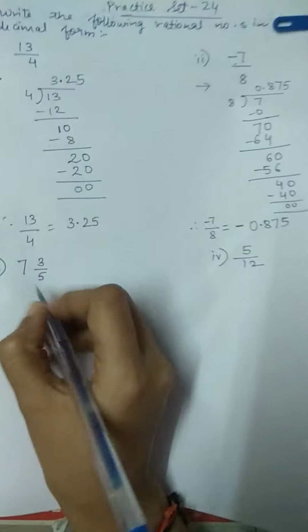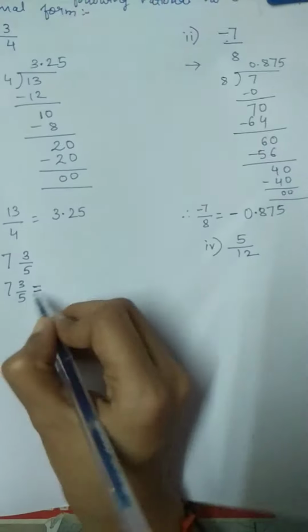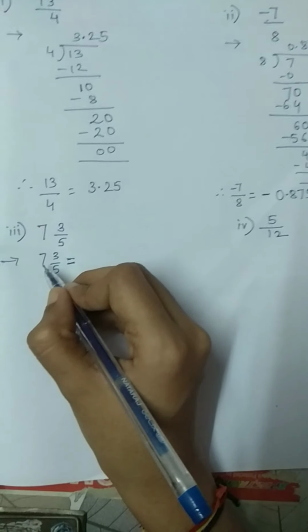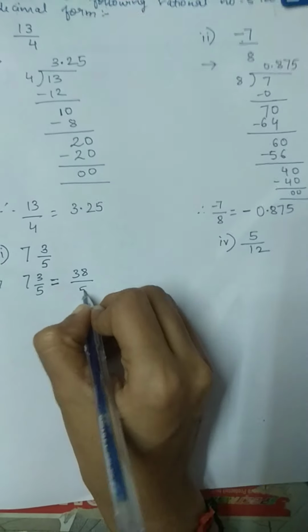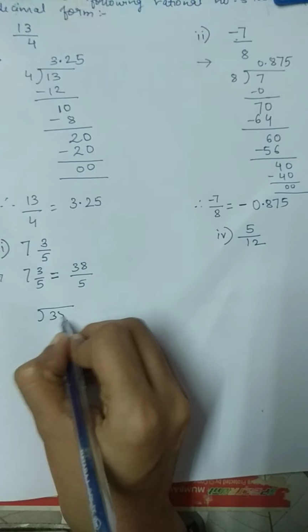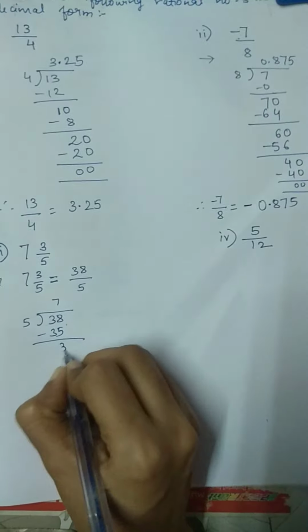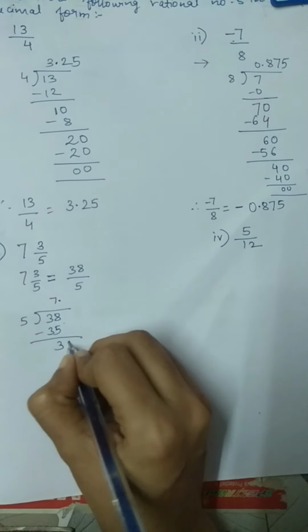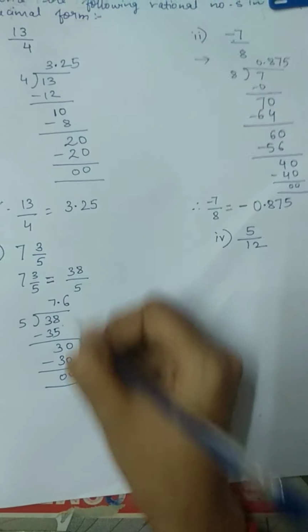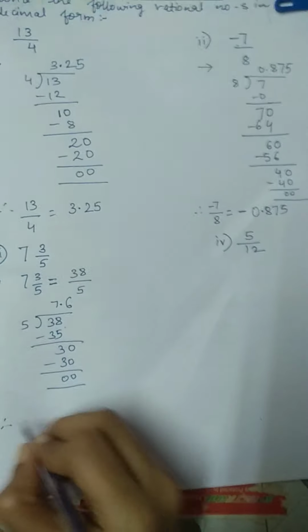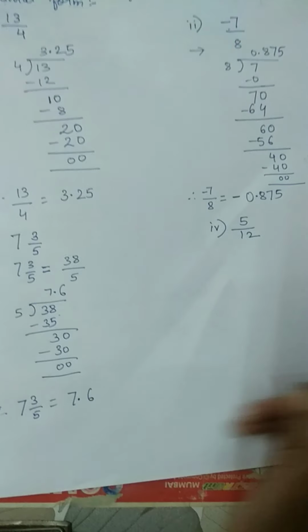Okay, let's see the next sum. 7 3 by 5. This mixed fraction should be converted into an improper fraction. First, 5 7s are 35 plus 3, 38 upon 5. Now we will do this division. So yes, 7 5s are 35. 3. Now there is no number, we'll give a point. 7 6s are 30. And yes, the remainder is 0, so we will stop. Therefore, 7 3 by 5 is 7.6.